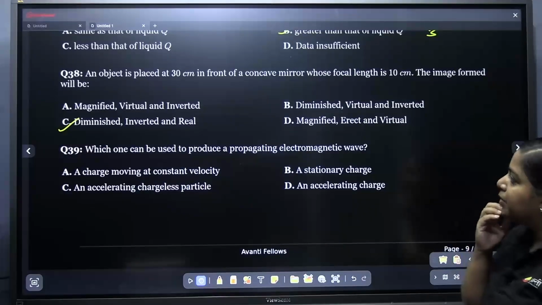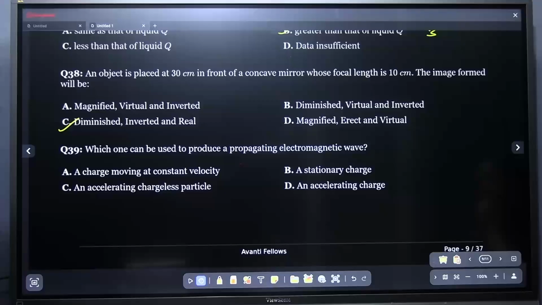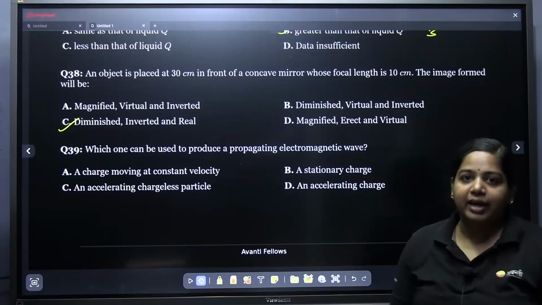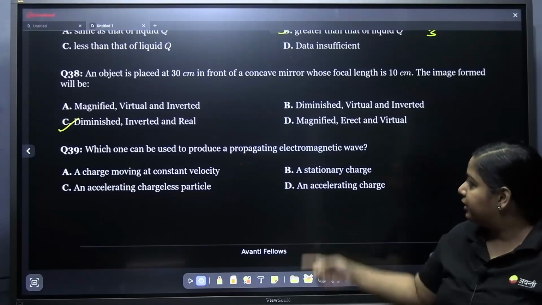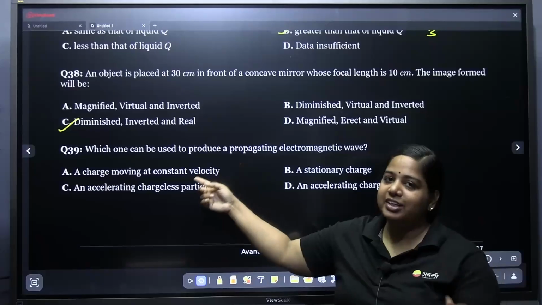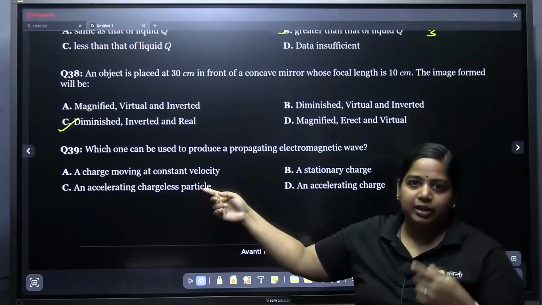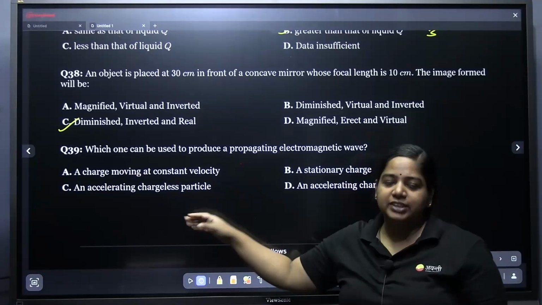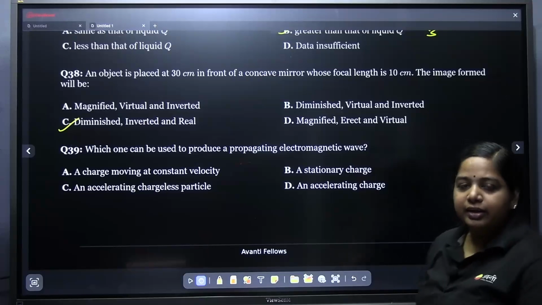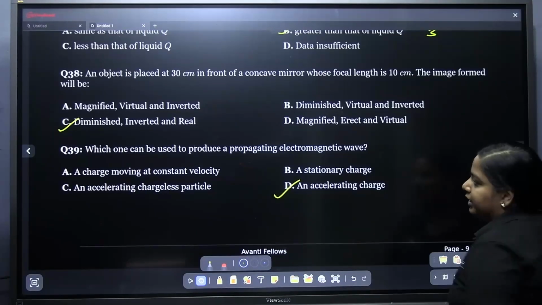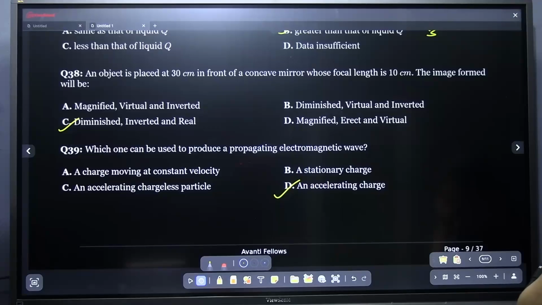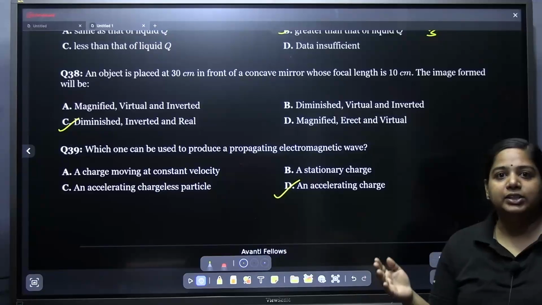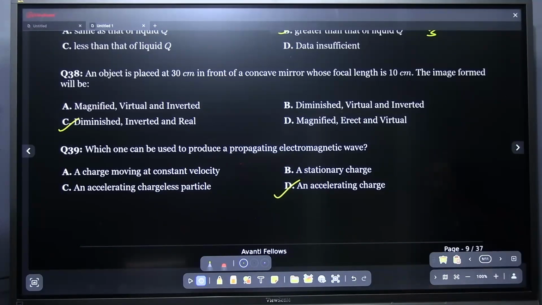Next one, which one can be used to produce a propagating electromagnetic wave? An accelerating charged particle creates an electromagnetic wave. If a charge is moving with constant velocity, there is an electric field only, no magnetic field. Next, an accelerating chargeless particle will not create an electric field, so the answer is accelerating charge. As you can see, once we crossed 35, all the questions are easy. Initial questions were so lengthy also.